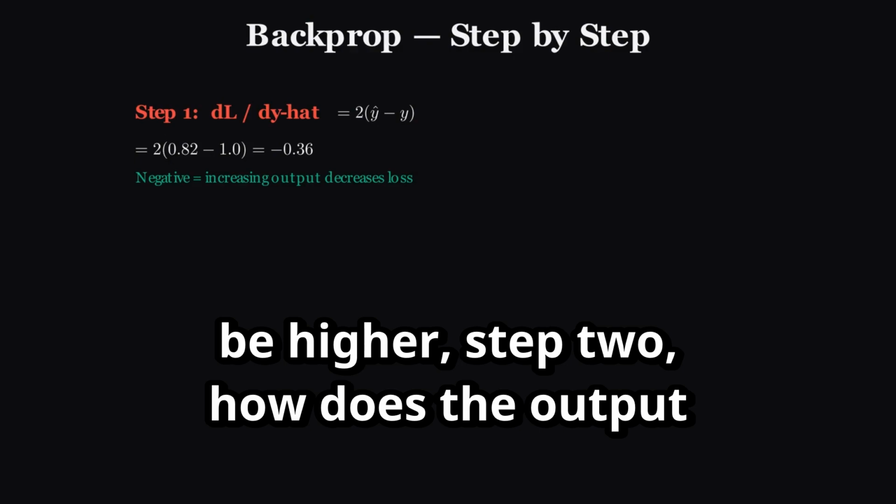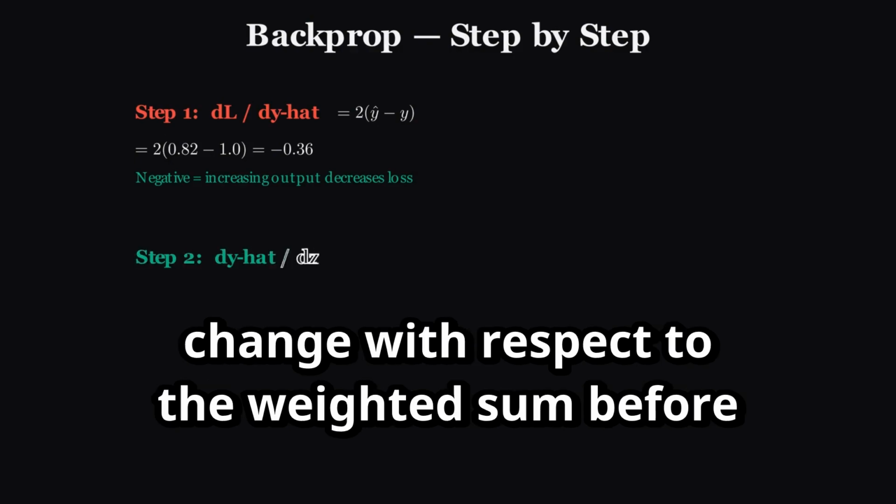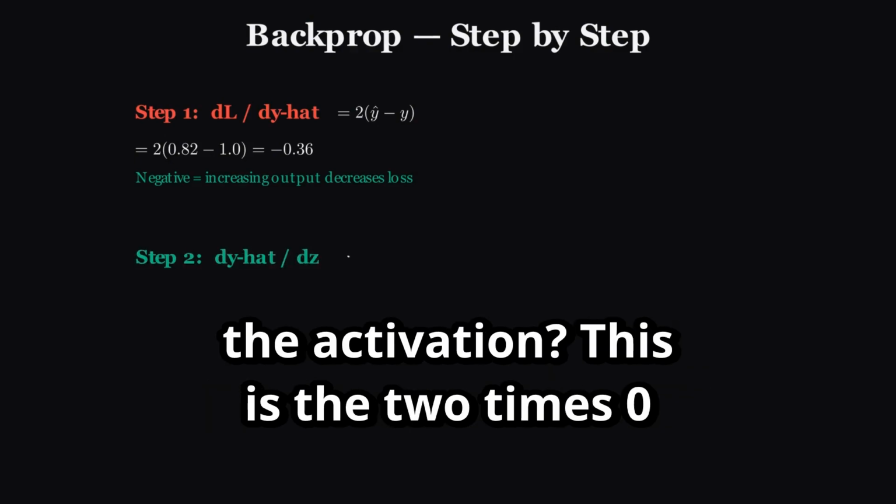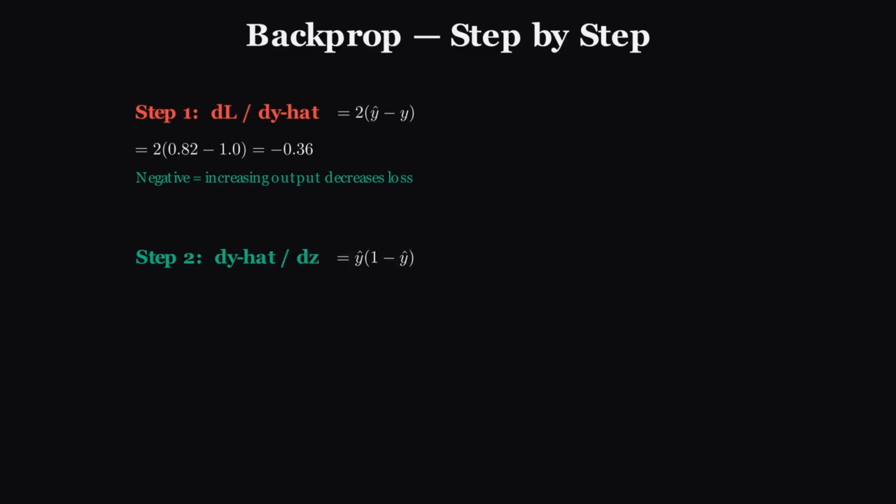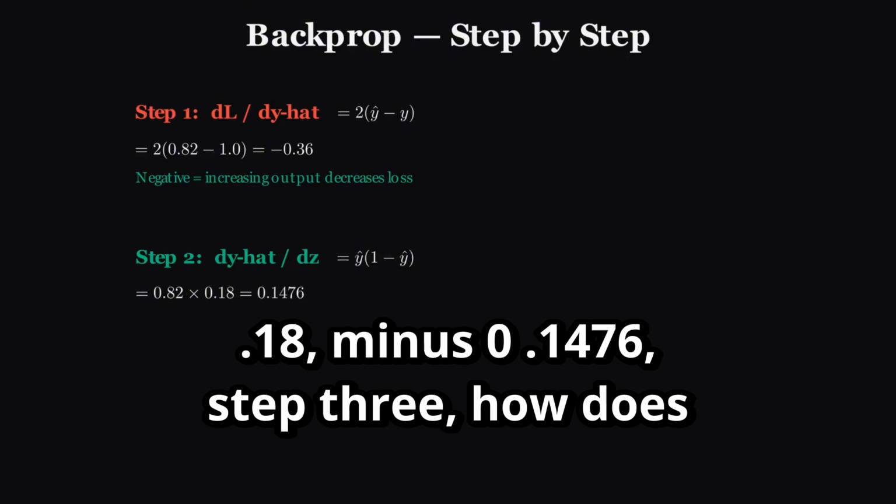Step 2. How does the output change with respect to the weighted sum before the activation? This is the derivative of the sigmoid function. For sigmoid, it's output times 1 minus output. That's 0.82 times 0.18, which is 0.1476.